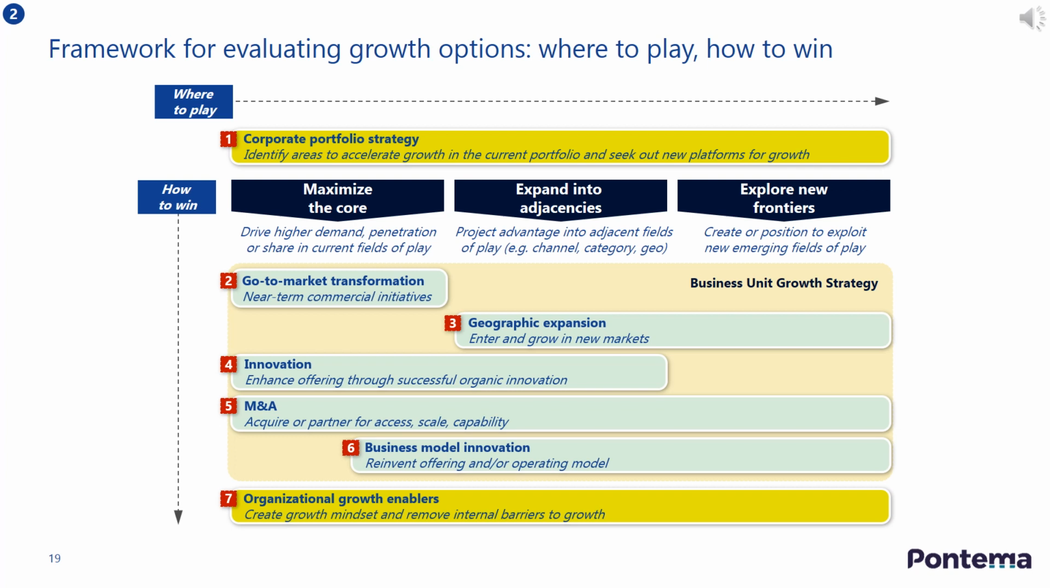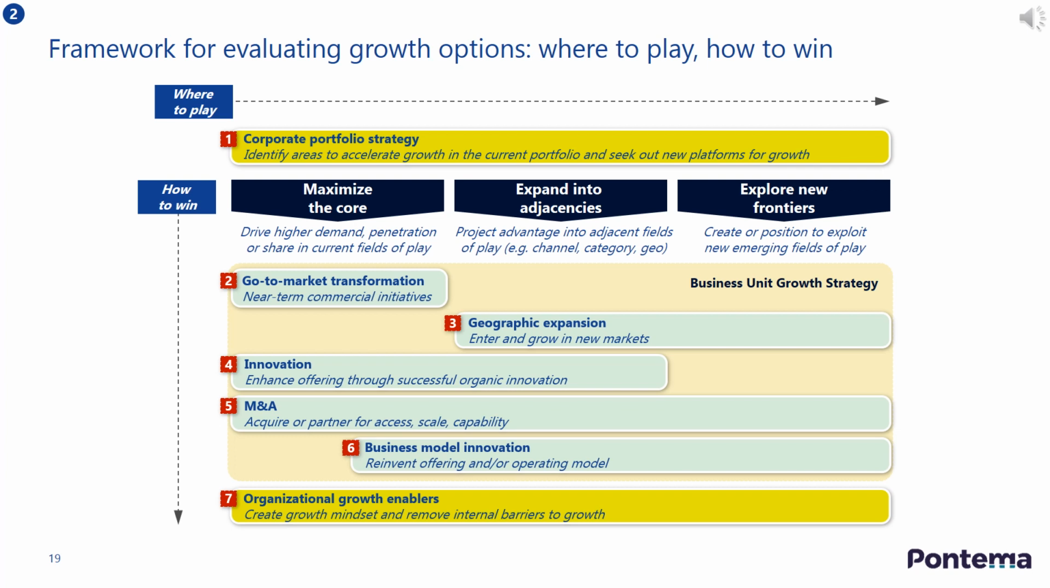The framework defines 7 growth levers that span the growth opportunity space. In general, many organizations have a bias towards limited parts of the framework. Although organizations shouldn't spread themselves too thinly, they can benefit by stretching their thinking and using several parts of the framework to challenge their current growth plans. On top of the framework lies the corporate portfolio strategy lever, which identifies areas to accelerate growth in the current portfolio and seeks out new platforms for growth.